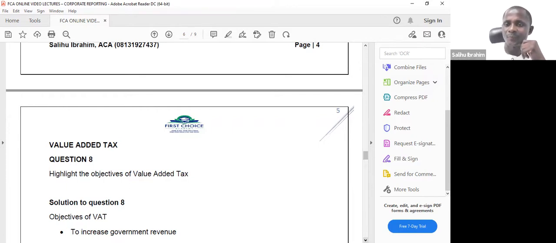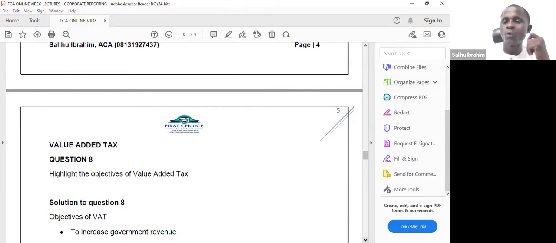Multi-stage in the sense that the tax is paid at every stage of the value chain. Now, don't forget that we can group our taxes into two broad categories: direct and indirect, right? So when we say direct tax, it is the tax that the taxpayer pays, and the incidence of that tax is borne by the payer of the tax.